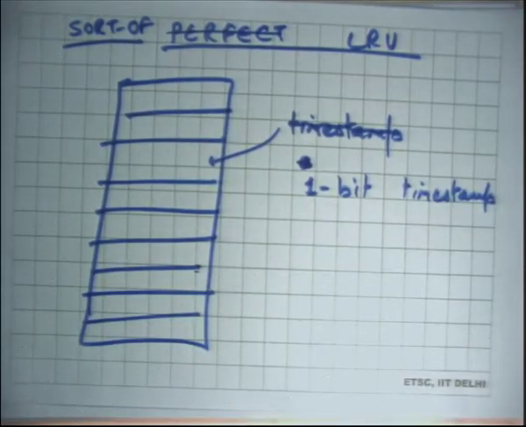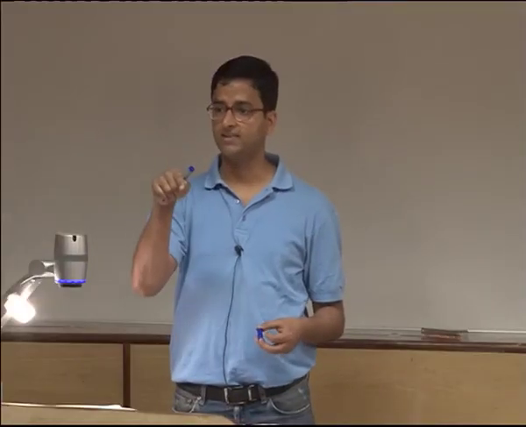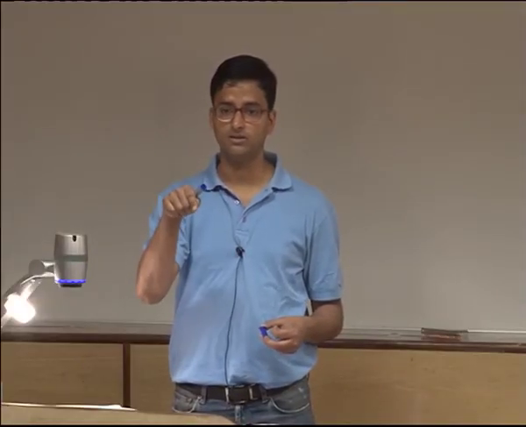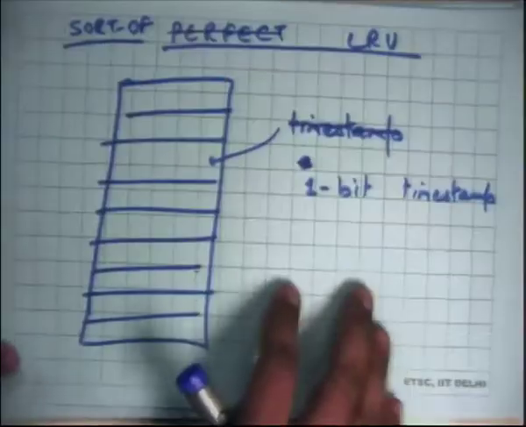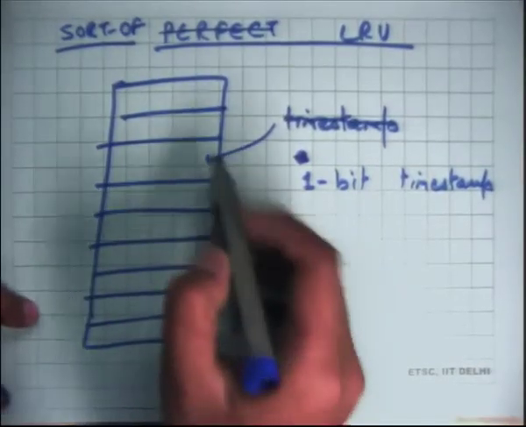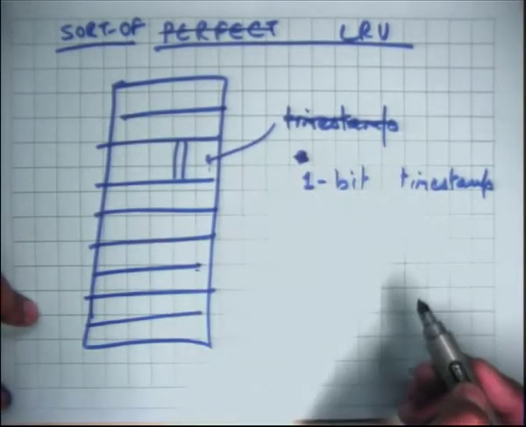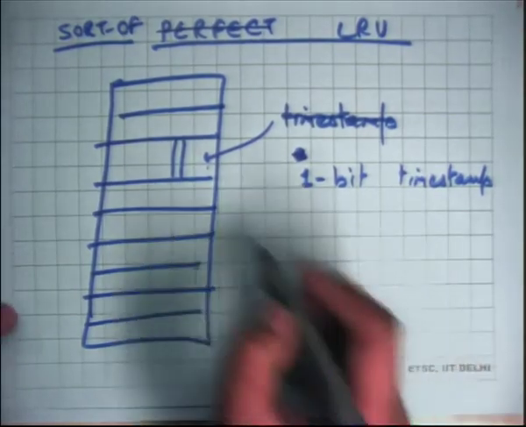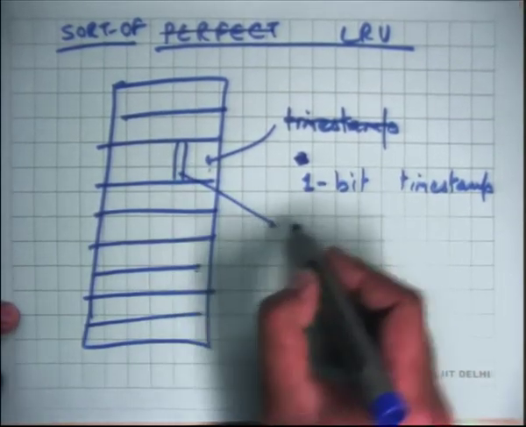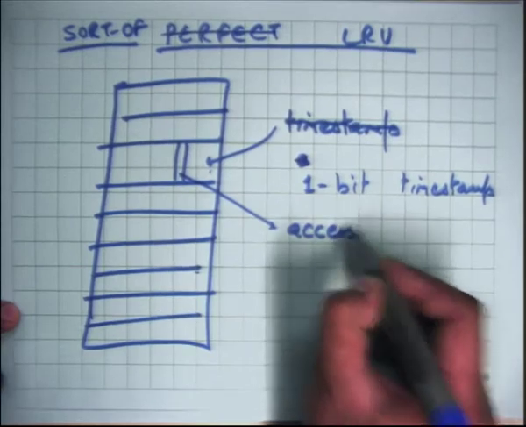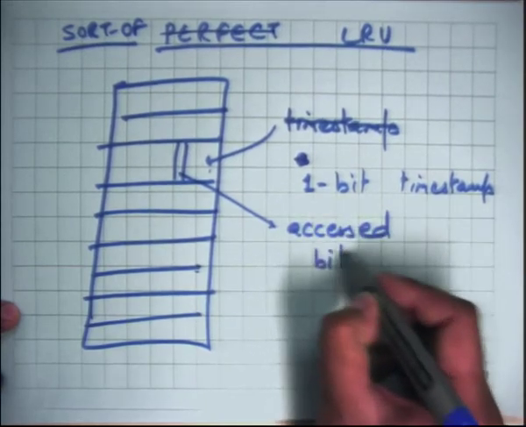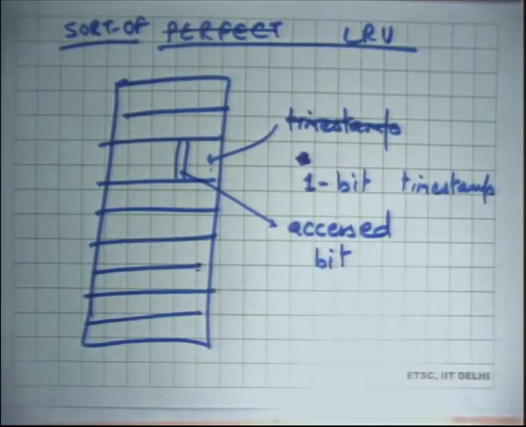Okay. So instead of a timestamp that's likely to be a very long timestamp, let's just have a 1-bit timestamp, and the timestamp is going to say whether this page has been accessed recently or not. So the idea is that there is just one bit inside this page table entry, and this bit is called the access bit, which says whether this page has been accessed or not.